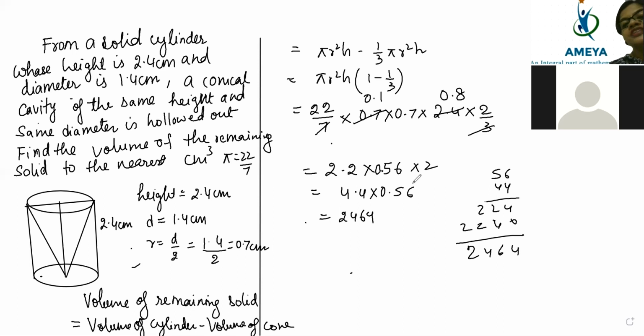So beta, after how many digits is the decimal? 2 digits here and 1 digit here. So total 3 digits. So what you are going to write? 2.464 cubic centimeter is the answer. Okay, so this question will totally come for 2 marks. This question already came in CBSE 2012.